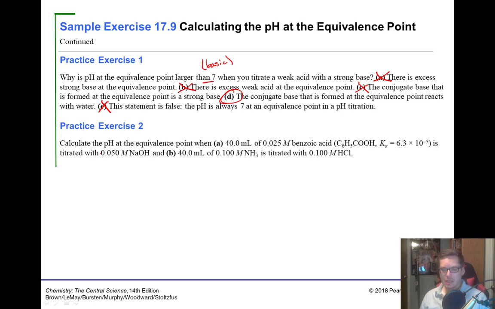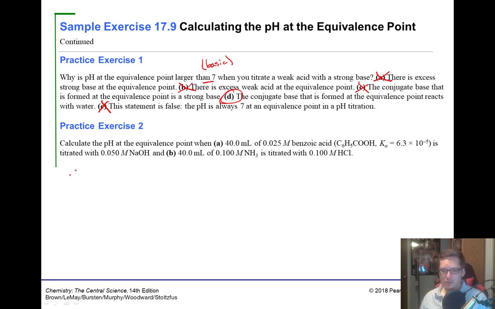Now it says, calculate the pH at the equivalence point when 40 milliliters of 0.025 molar benzoic acid is titrated with 0.05 molar NaOH. All right, so we're at the equivalence point, so we're going to assume that all of our benzoic acid has been neutralized. So our benzoic acid is going to completely turn into benzoate. So all of this 0.025 benzoic acid we started with is going to be turned into benzoate. All right, so what does that look like? Well, we need to figure out how many moles of benzoic acid we started with so we can figure out how many moles of benzoate we have.